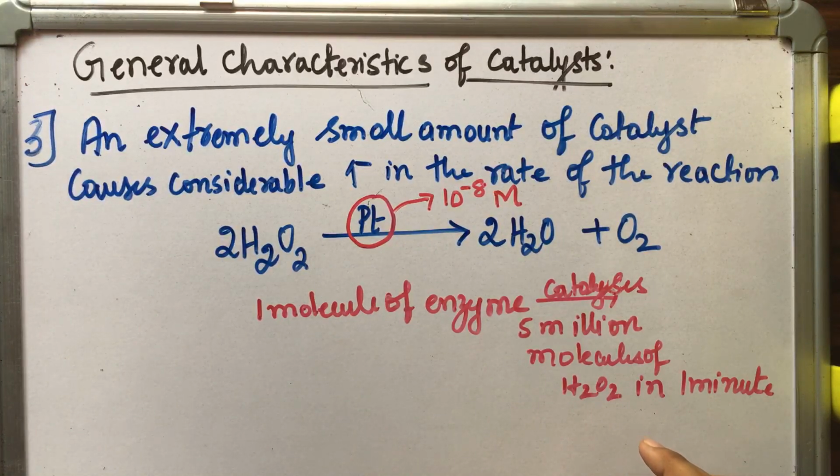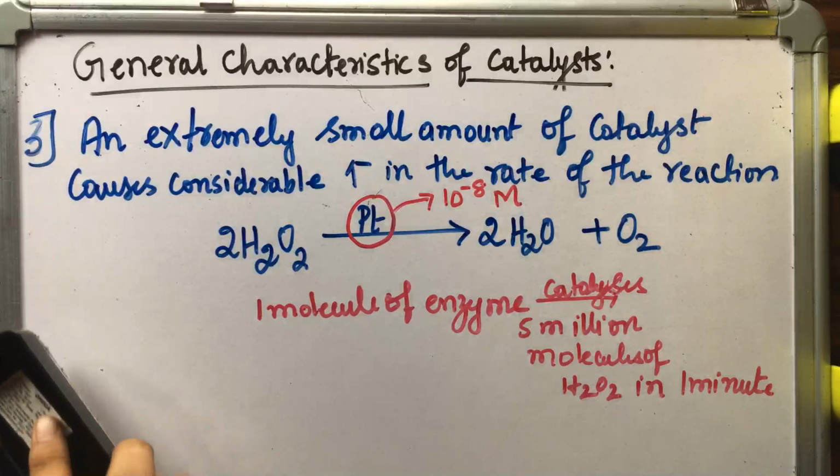Is it clear, students? So this is the third important characteristic property. An extremely small amount of catalyst would be sufficient to catalyze a reaction, so we don't have to take large quantities. I have given you the example: a colloidal solution of platinum at 10 to the power of minus 8 molar would catalyze the decomposition of hydrogen peroxide into water and oxygen. One molecule of enzyme catalyzes 5 million molecules of hydrogen peroxide decomposition in 1 minute, so you can understand the efficiency of a catalyst. Is it clear, students? Next.